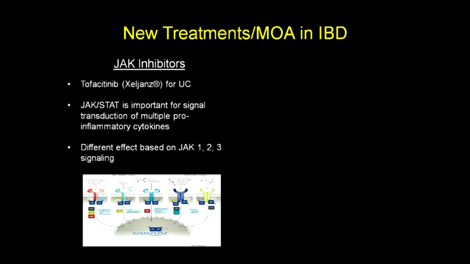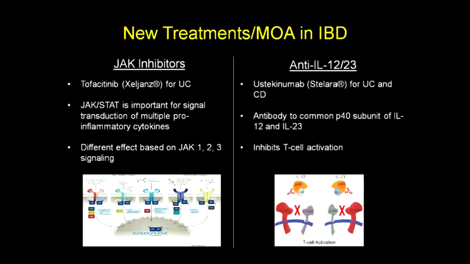So the first class of medicines is the JAK inhibitors. There's only one on the market for IBD right now called Tofacitinib or Xeljanz. It's also used for rheumatoid arthritis, so you may have heard of it before. And the JAK-STAT pathway, there's multiple JAKs, and they can dimerize in different ways to affect different signaling. But I think the really neat part about these pathways is that they are kind of the gatekeeper for multiple different pro-inflammatory cytokines. So by blocking them, you can hit multiple cytokines at one time, as opposed to an anti-TNF, which is only targeting TNF-alpha.